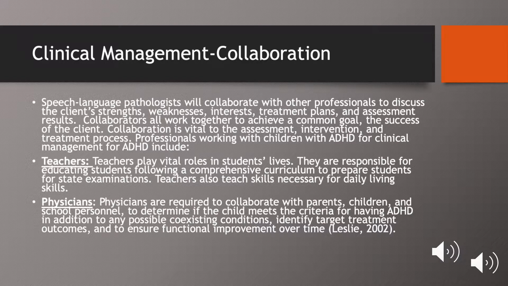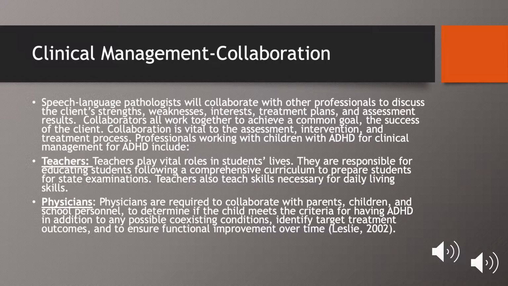Another professional that we collaborate with are physicians. Physicians are required to collaborate with parents, children, and school personnel to determine if the child meets the criteria for having ADHD, in addition to any possible coexisting condition. Identifying target treatment and outcomes and ensuring functional improvement over time are also requirements of the physician.